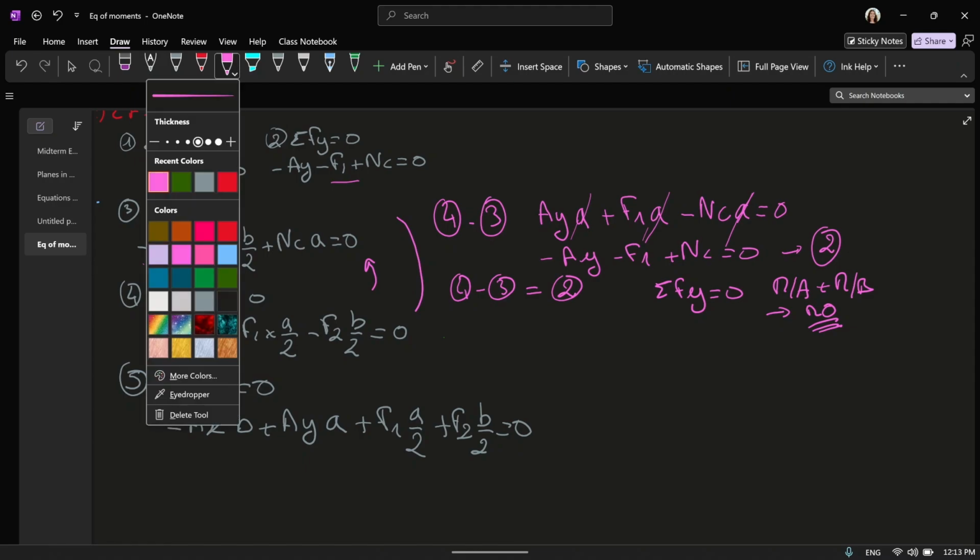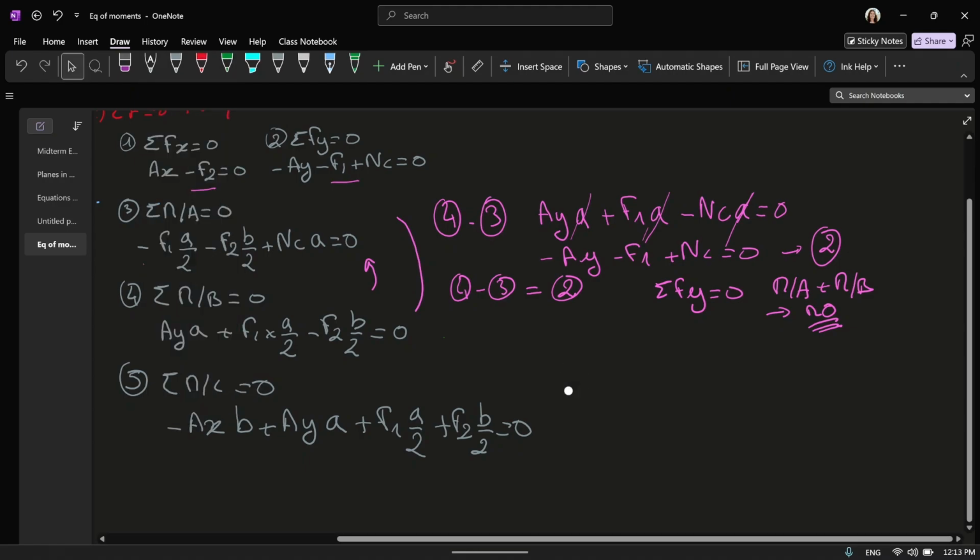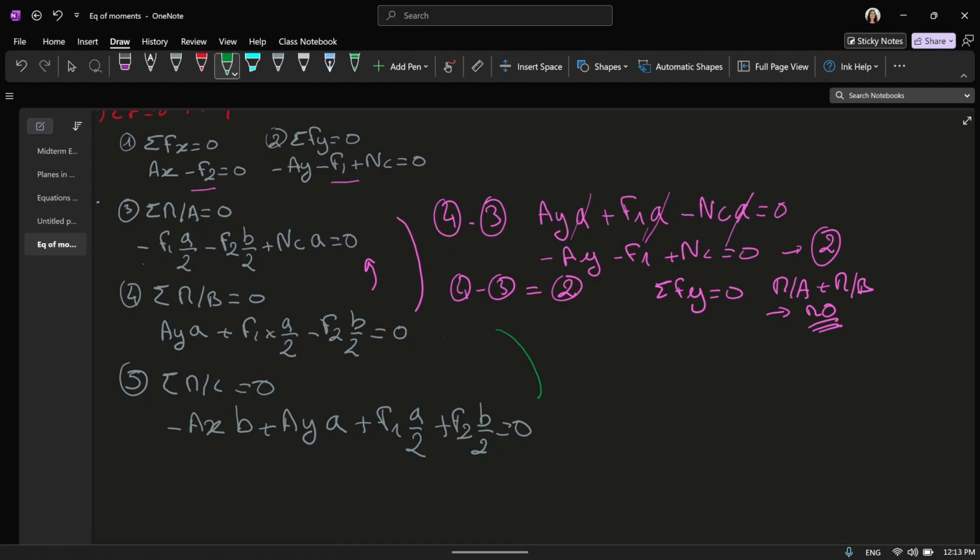Let me use another color. Maybe this one we will see better. So if we do these two, let me think, equations 4 and 5. If we do equation 5 minus equation 4, what do we get? Minus Ax b, so that just gives us minus Ax b. Ay a minus Ay a, that's 0. F1 times a divided by 2 and F1 a divided by 2, that's 0. And F2 b divided by 2 plus F2 b divided by 2 gives us plus F2 times b equals 0.